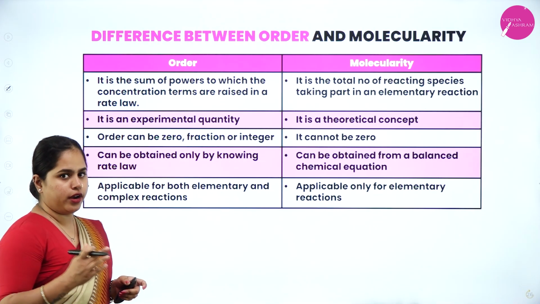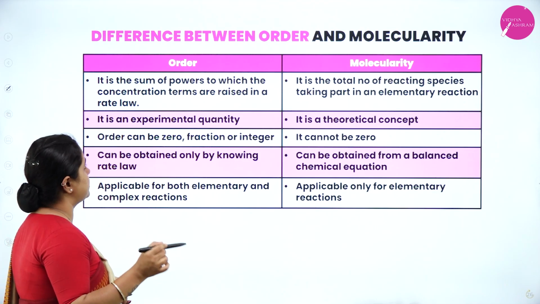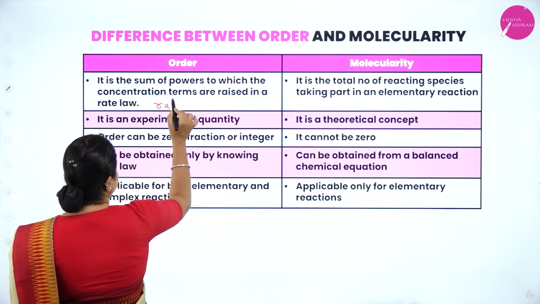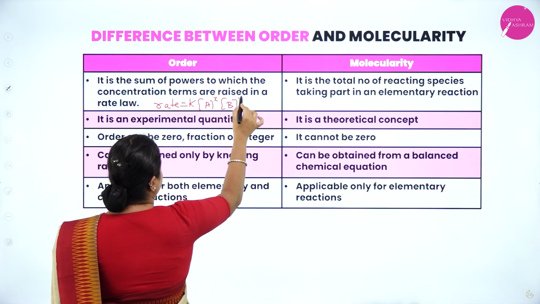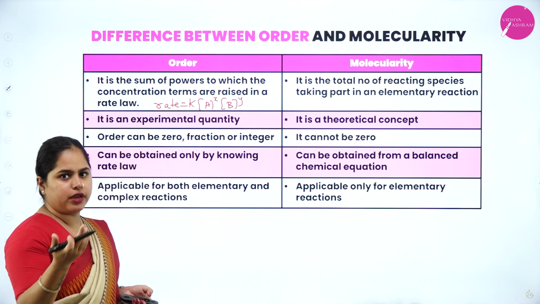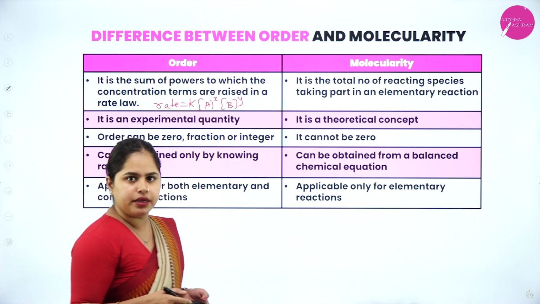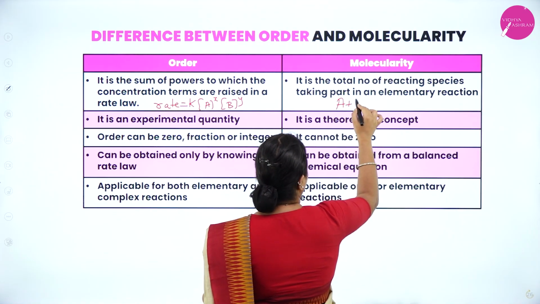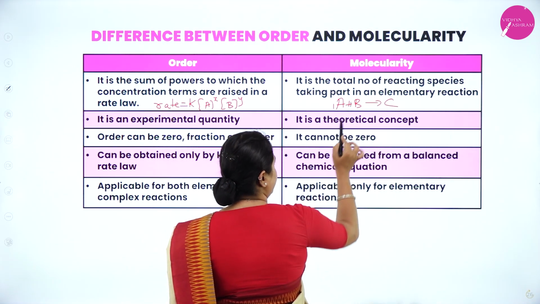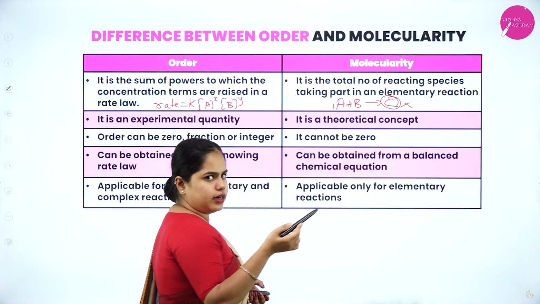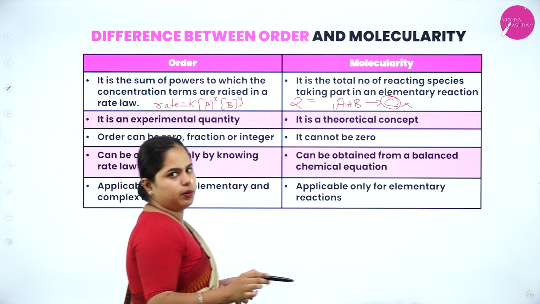Now let us differentiate between order and molecularity, what we have studied till now. Order is the sum of powers to which the concentration terms are raised in a rate law, right? So if you have rate equal to k into [A] to the power x into [B] to the power y, then x plus y will be the order, right? Molecularity is the total number of reacting species taking part in an elementary reaction. So if you have a reaction A plus B giving C, what will be the molecularity of the reaction? You have 1 here, 1 here. You don't have to consider the product, right? Only reactants you have to consider. So the number of moles here is 1, here it is 1. So molecularity will be 2, right.